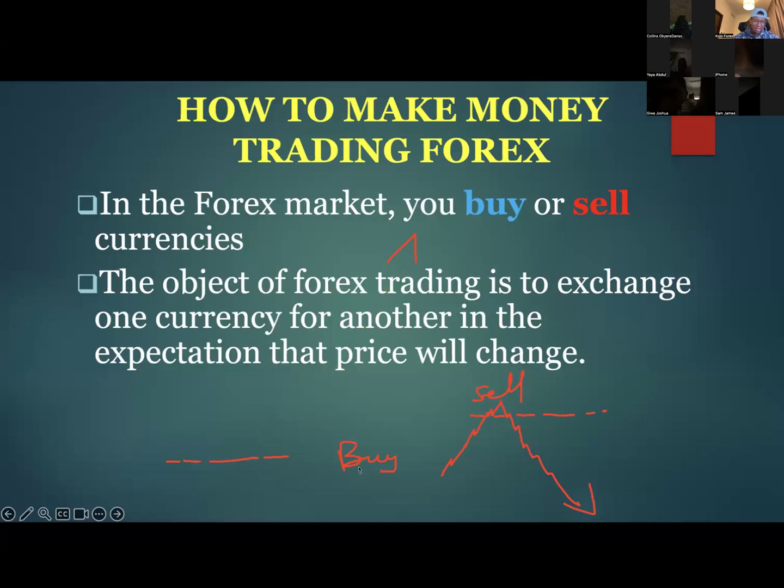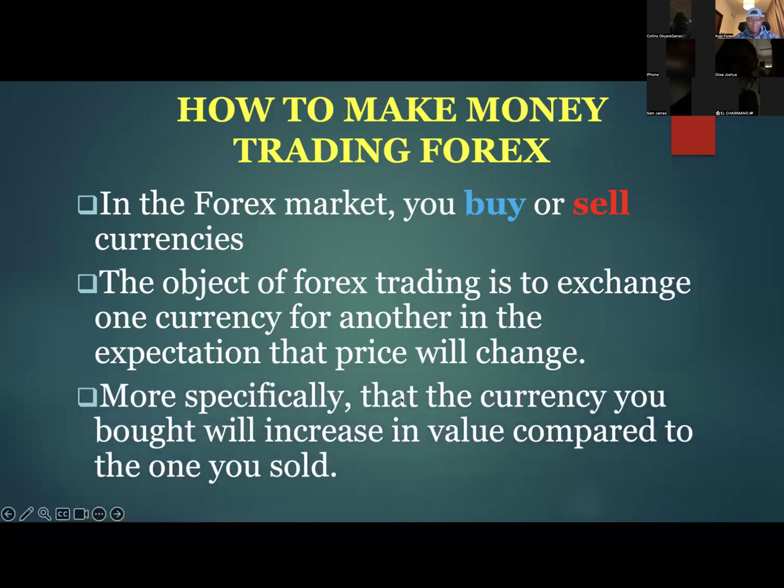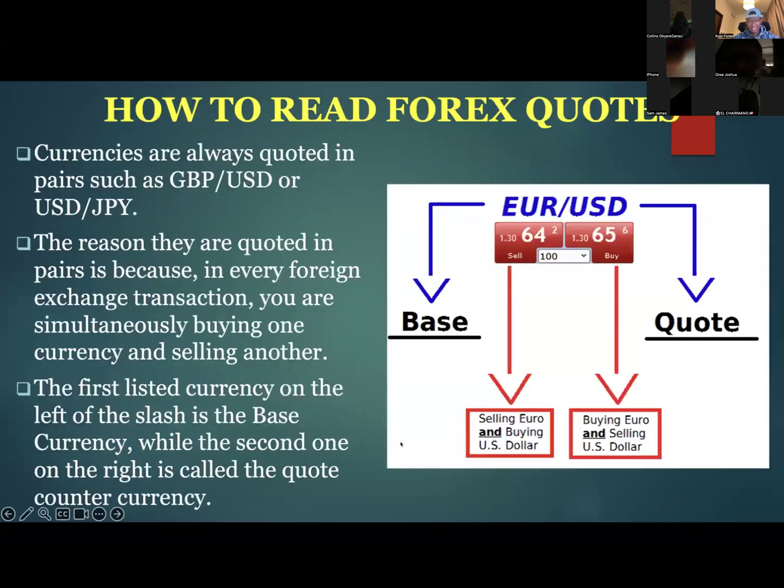So now when you see the buy on that white chart with just the candles, you're not going to be confused. When you see the sell too, I hope you're not going to be confused. You're going to just understand that this person is just selling on that instrument or buying on that instrument. More specifically, that the currency you bought will increase in value. Yes, that's just what I explained, right?